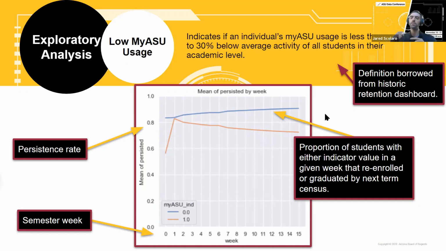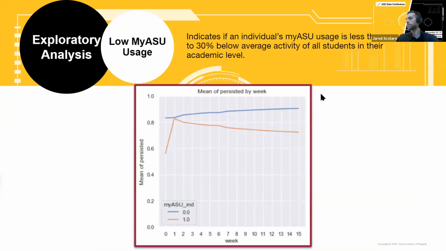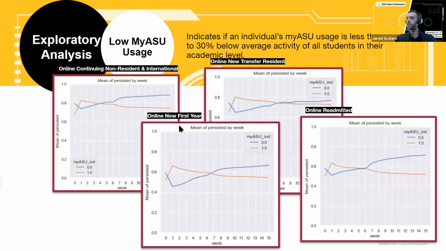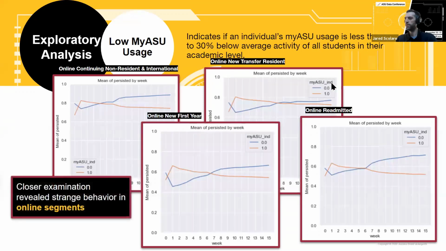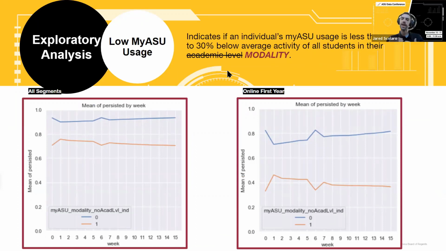However, we talked about how in our model, we break it up into segments. When we looked at this predictor for the online segments, this weird pattern came up where it flip-flopped when it was predictive, and whether it was a good or bad predictor. It appeared like early in the semester you do want to have low MyASU usage, later you don't, and that seemed kind of weird and unusual. So we modified our definition and explored, what if we compare students against the average MyASU usage of their modality rather than academic level? So compare online students against online students and immersion students against immersion students. And all of a sudden, in all of our segments, the predictive power increased, to where there was a much clearer distinction in the persistence rates among students who did or didn't have this indicator.